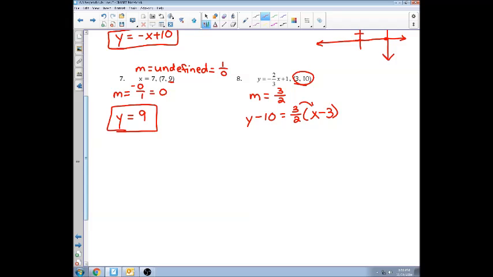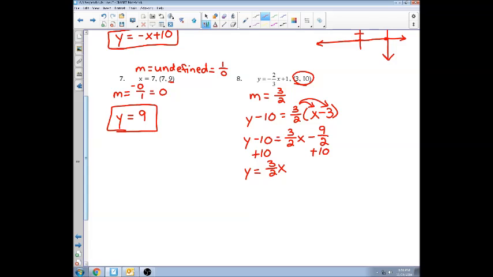I need to distribute. So y minus 10 will equal 3 over 2x. 3 over 2 times negative 3 would be negative 9 over 2. So it would be minus 9 over 2. So now I need to go ahead and add my 10 to both sides. So y would equal 3 over 2x.